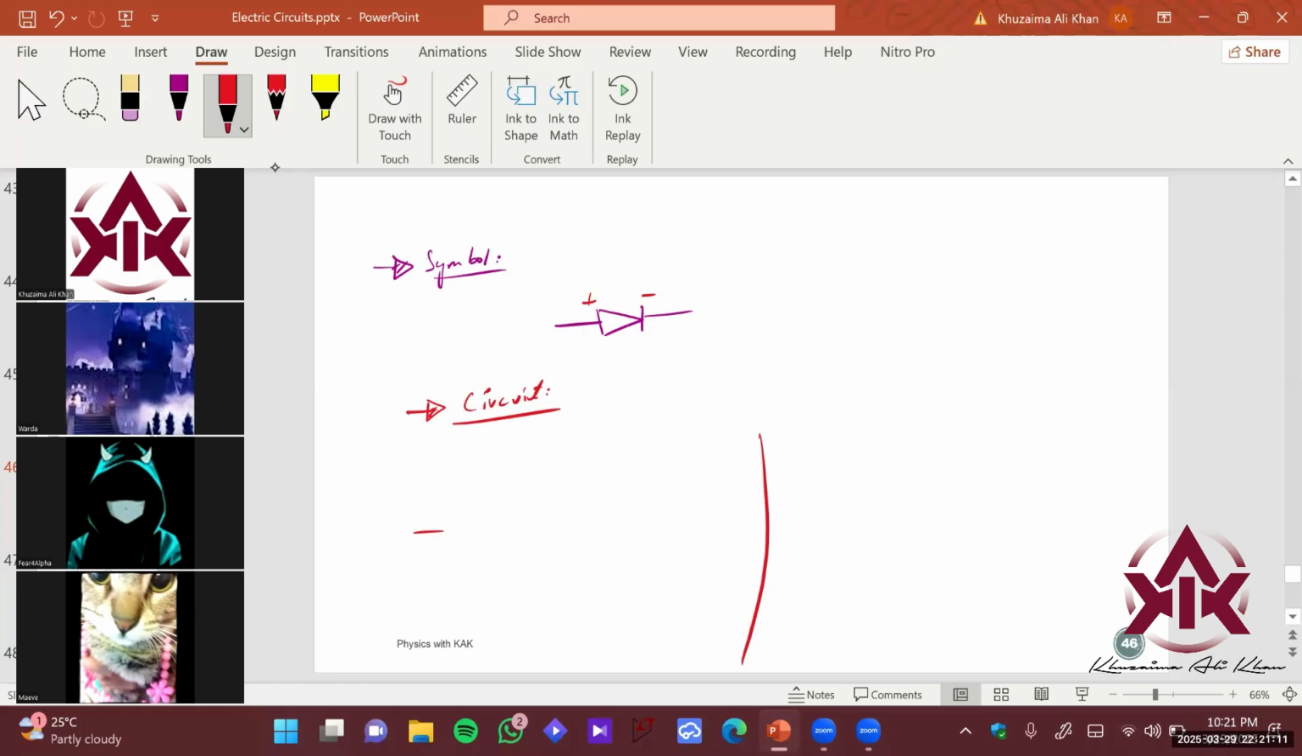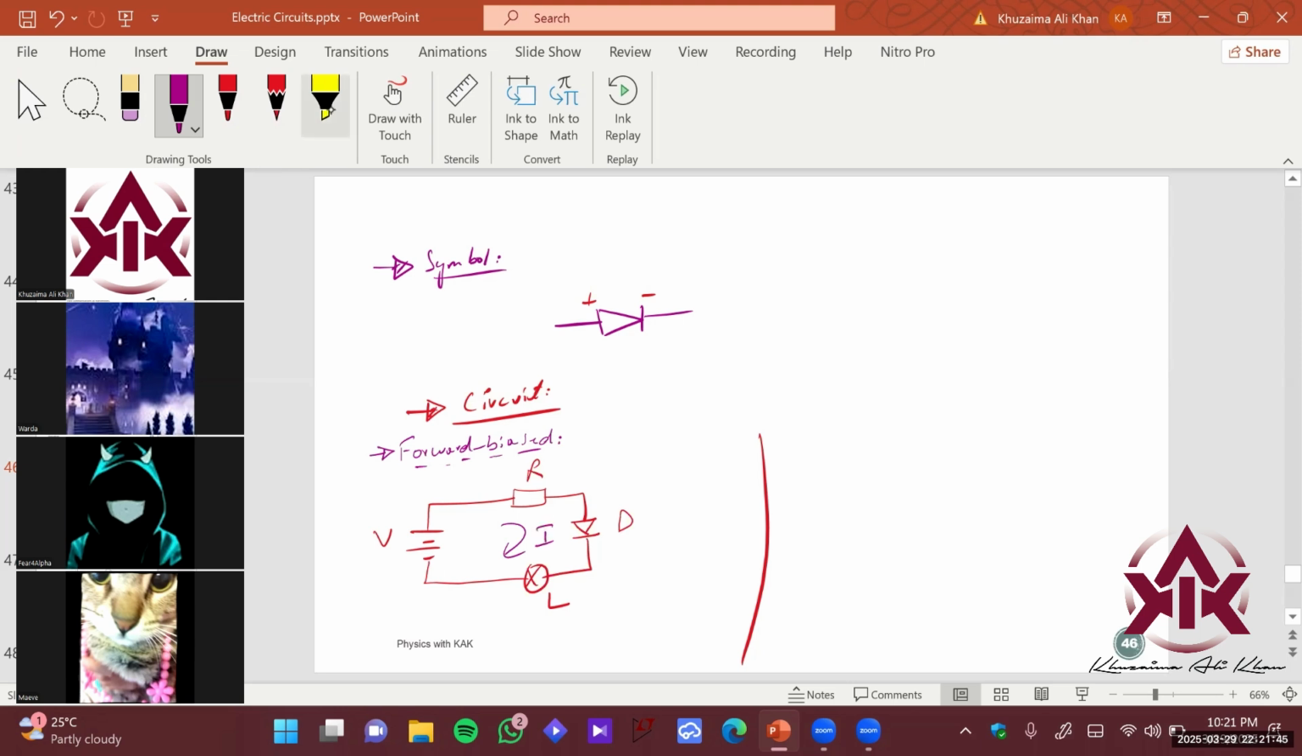So we have a battery here, and then we have, let's say, a resistor here, a diode here, and a lamp here, right? This is a resistor, this is a diode, this is a lamp, this is a battery over here, right? Now we can see this configuration is called forward biased. Only in this configuration will the diode conduct current and the lamp will glow.